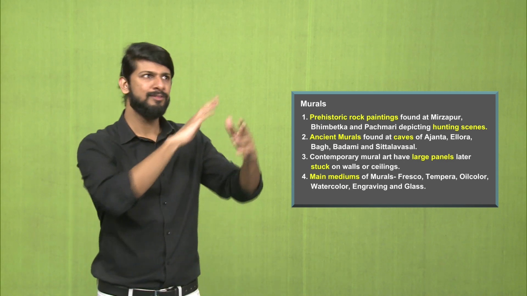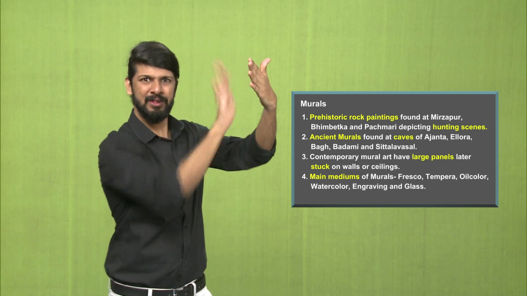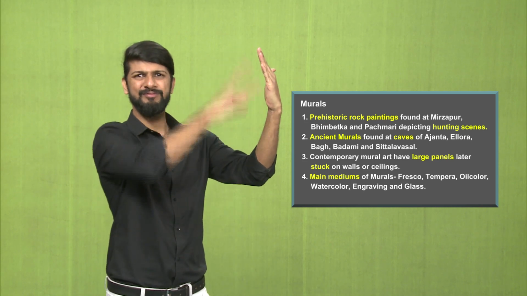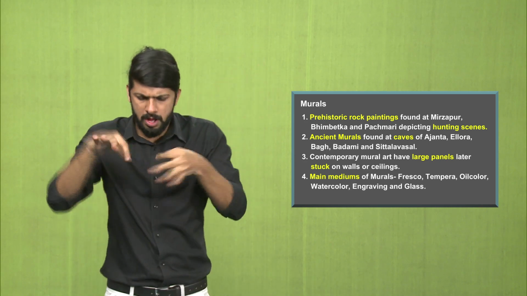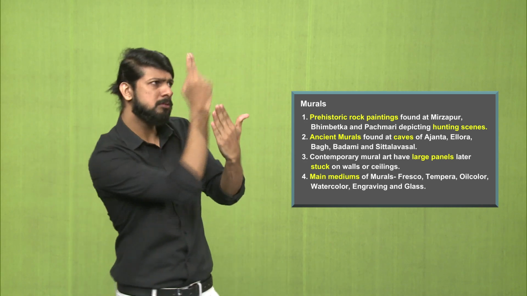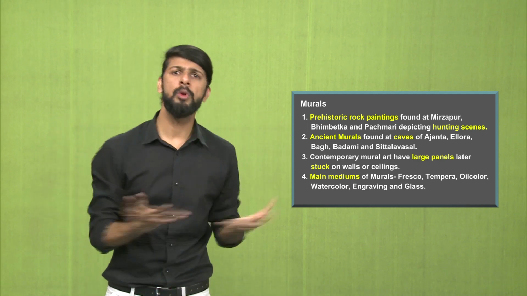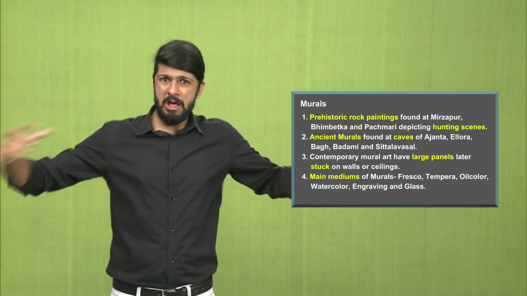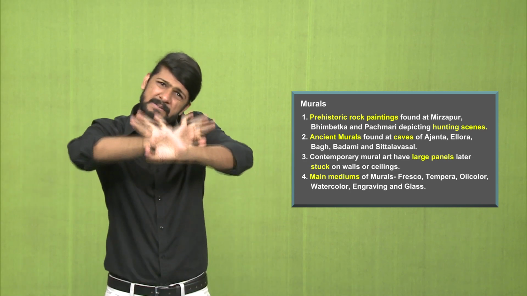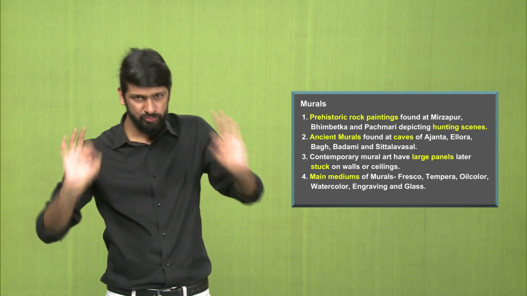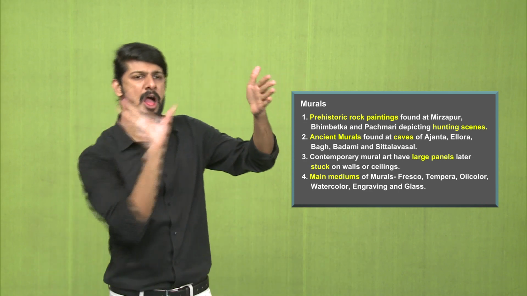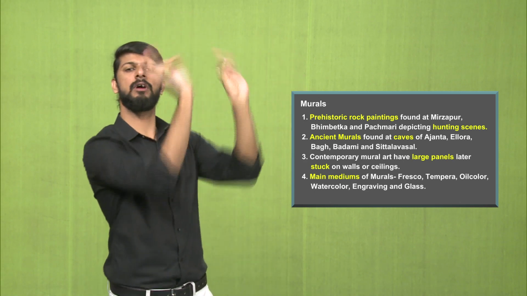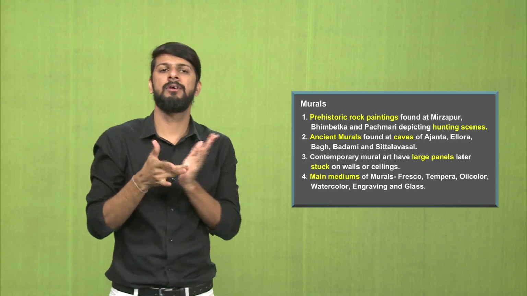In contemporary modern times, unlike earlier when the murals were made directly on the surface like the wall or the ceilings, now large panels are painted, readied, and then later stuck on the walls or ceilings.